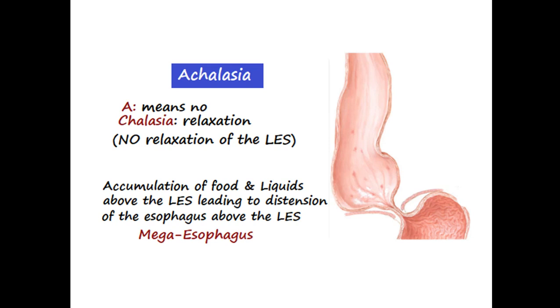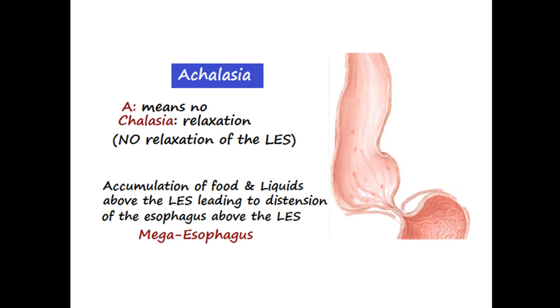Now, the upper esophageal sphincter is formed by skeletal muscle, while the lower esophageal sphincter is formed by smooth muscle. And the nerve supply of the esophagus is mainly supplied by both the parasympathetic, which is the vagus nerve, and the sympathetic nerve from the sympathetic nervous system, which are parts of the autonomic nervous system.